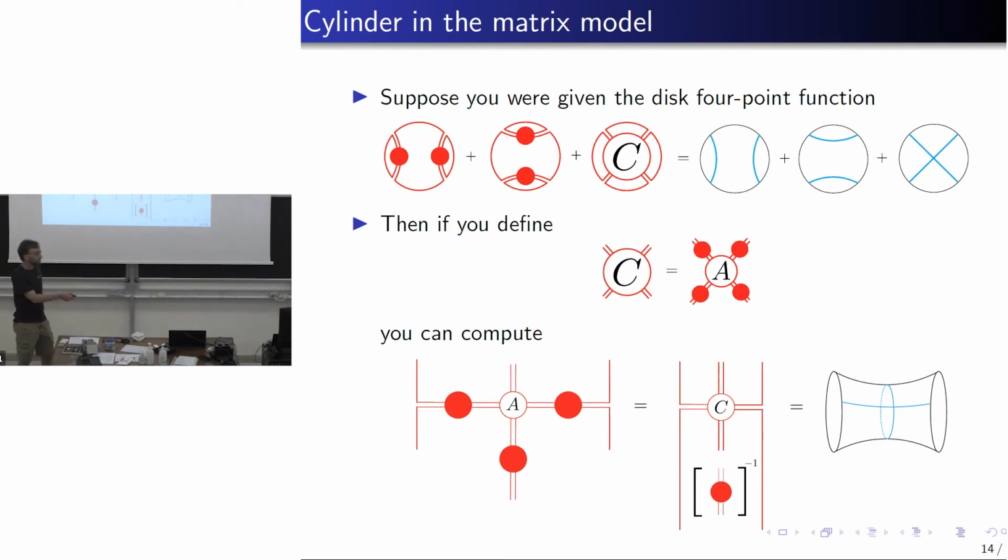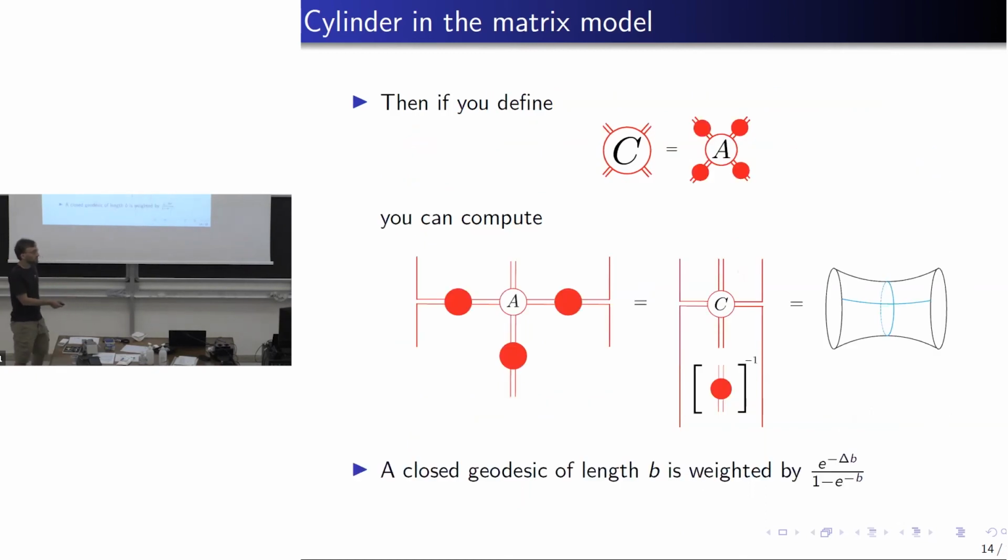Now, again, we can evaluate this and the answer looks like this. It's the same thing I had on the previous slide, but now I draw an extra geodesic, an extra blue line around the geodesic. Again, this diagram you could evaluate using the gravitational Feynman rules as before. What it corresponds to is the 2-point function, but now the closed geodesic of length B is weighted by this amount over here. And we think of this as something that would contribute to the partition function of the scalar field on the double trumpet.